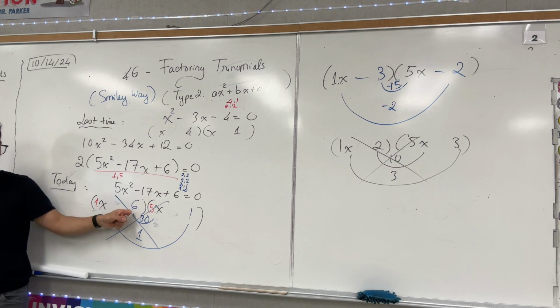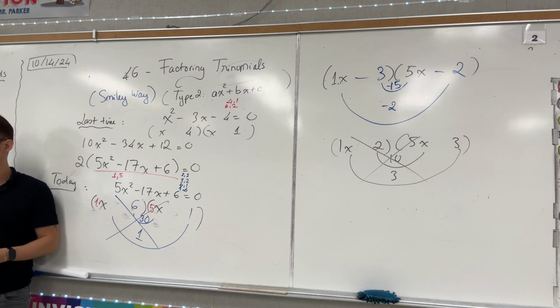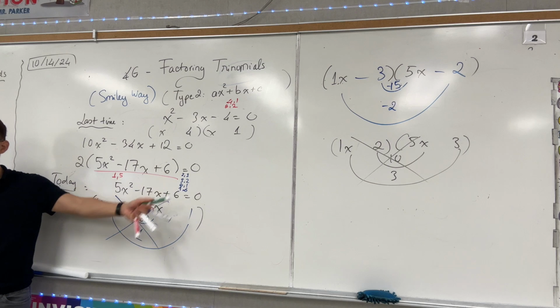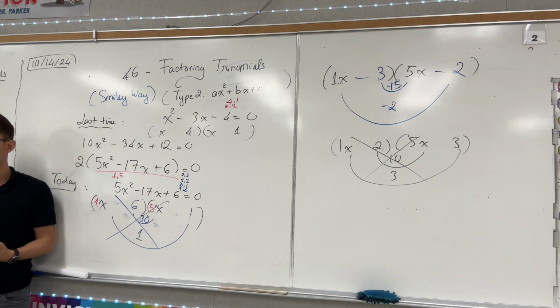Like if I multiply 6 and 5, it's already 30. It's kind of big already. It's not gonna work. So I think I'm gonna start with the 3 and 2, and then just check the order. Yeah? Okay.